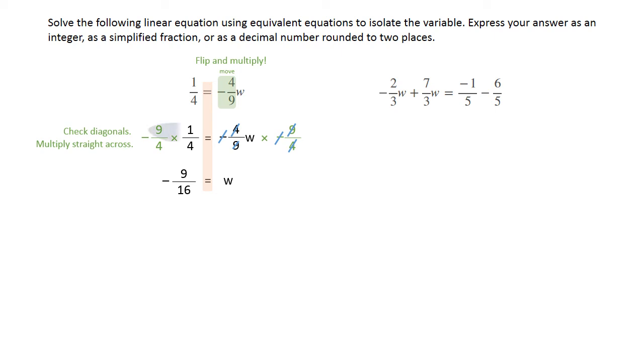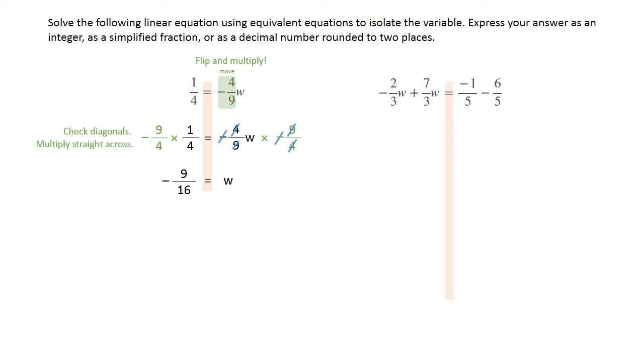What we did there was just took the 9 times 1 for the 9 on the top, and the 4 times 4 for the 16 on the bottom. The final answer is negative because we multiplied a negative fraction by a positive fraction.